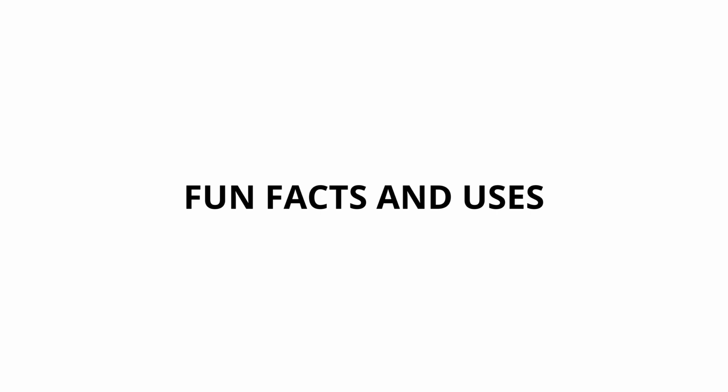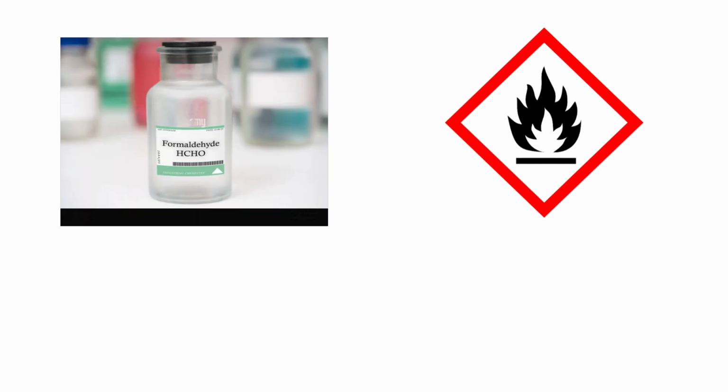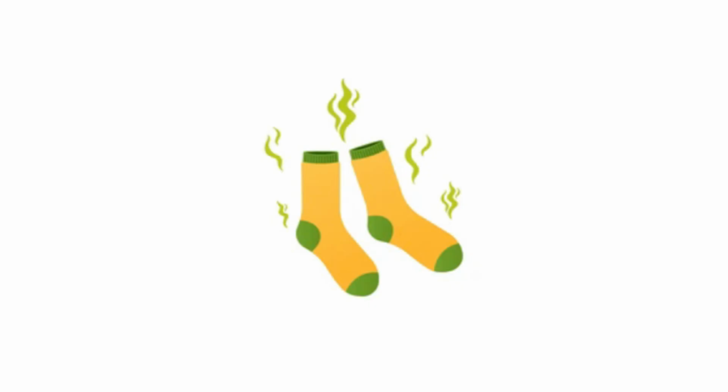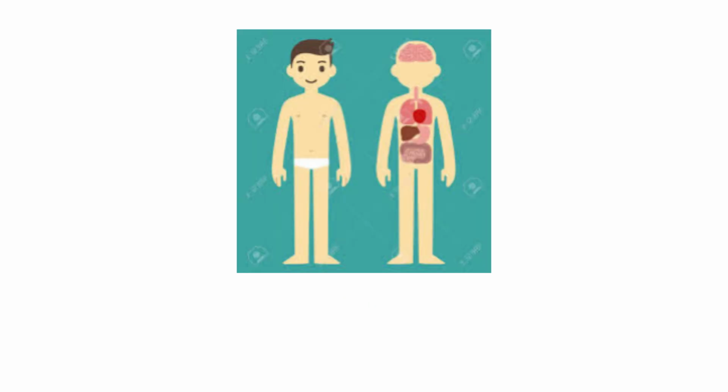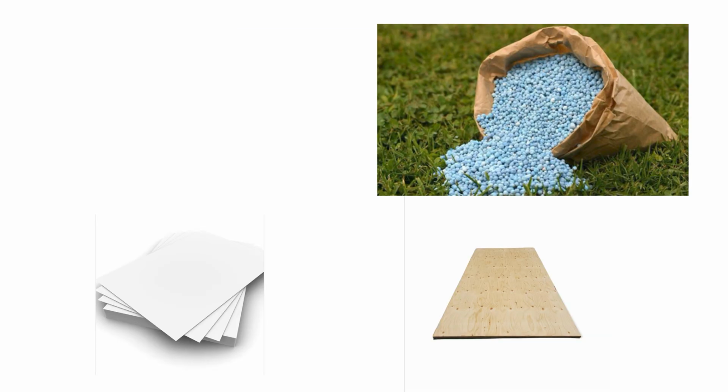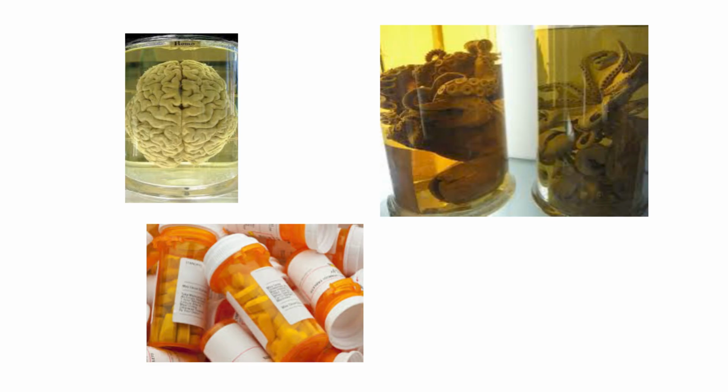Fun facts and uses. At room temperature, formaldehyde is a colorless, flammable gas that has a distinct pungent smell. Formaldehyde is naturally produced in small amounts in our bodies, with an average of 1.5 ounces a day just through metabolism. It is used in the production of fertilizer, paper, and plywood. It is also one of the best preservatives used to preserve human and animal remains, as well as many products used around the house, such as antiseptics, medicines, and cosmetics.